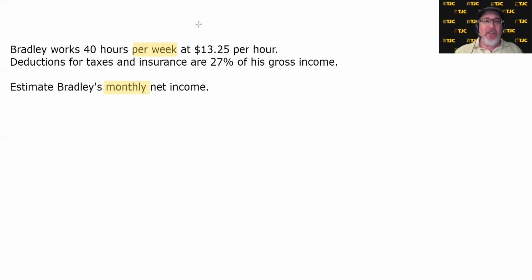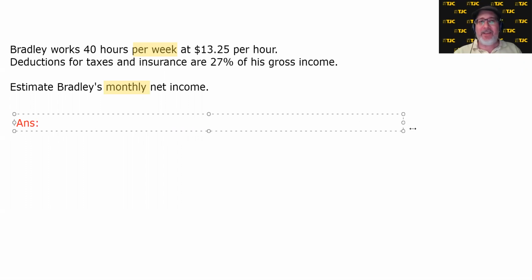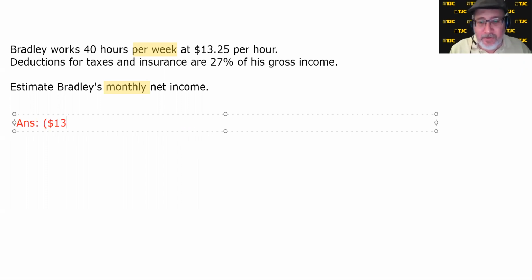So how would we begin that? I'm going to try to type this so that it's a little bit more readable. I will put it in red though, just so it stands out. So for our answer, let's start by taking his $13.25 per hour. That's supposed to be a dollar sign. $13.25 per hour. And we're about to scale it to weekly.